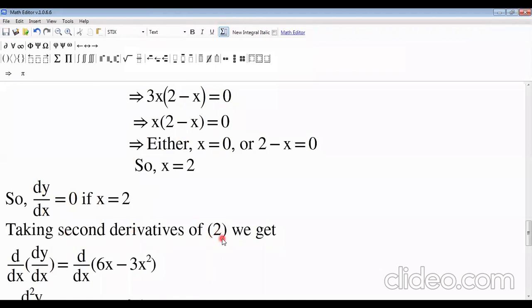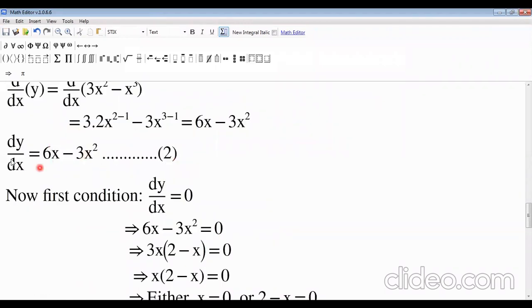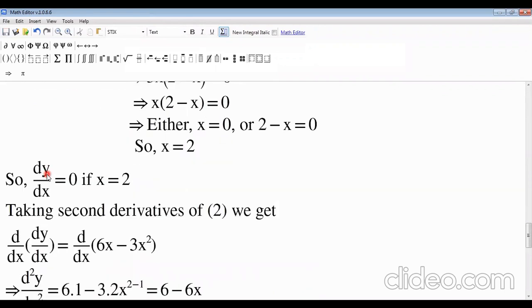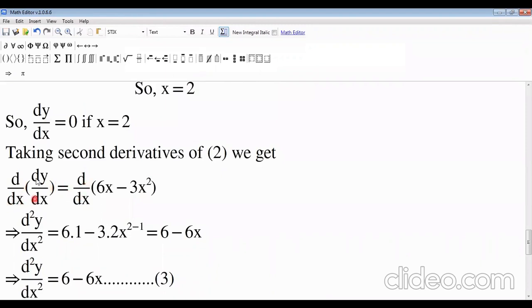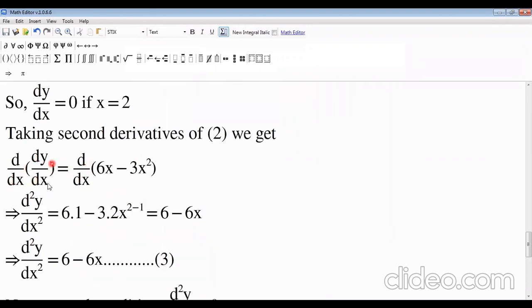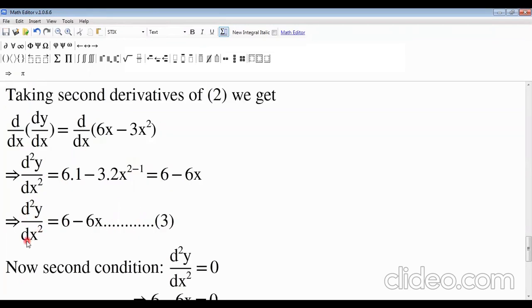Now taking the second derivative from this equation number 2, that means taking d/dx on both sides, we get the second derivative. So d²y/dx² will be: the differentiation of x is 1, and the differentiation of x² is 2 into x to the power 2 minus 1, using the power rule, n into x to the power n minus 1. So we get 6 minus 6x. So the second derivative d²y/dx² equals 6 minus 6x. This is equation number 3.